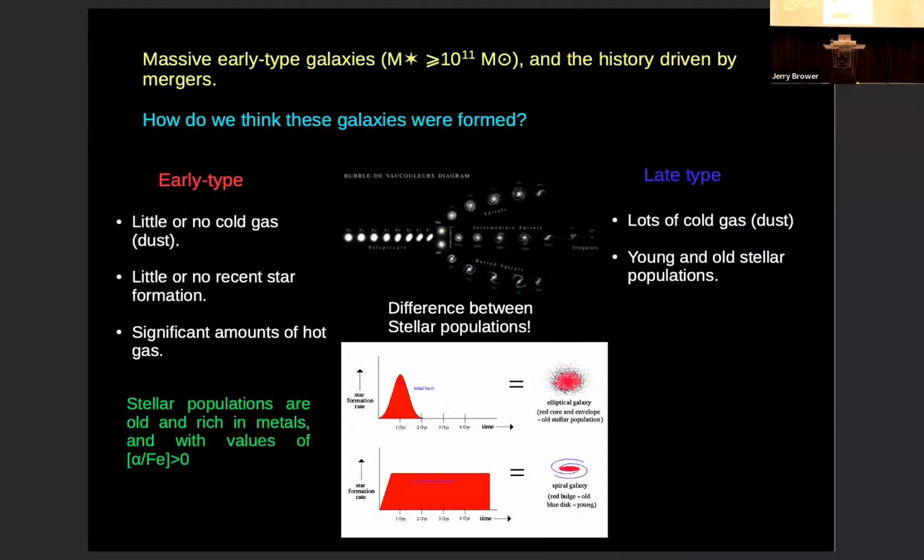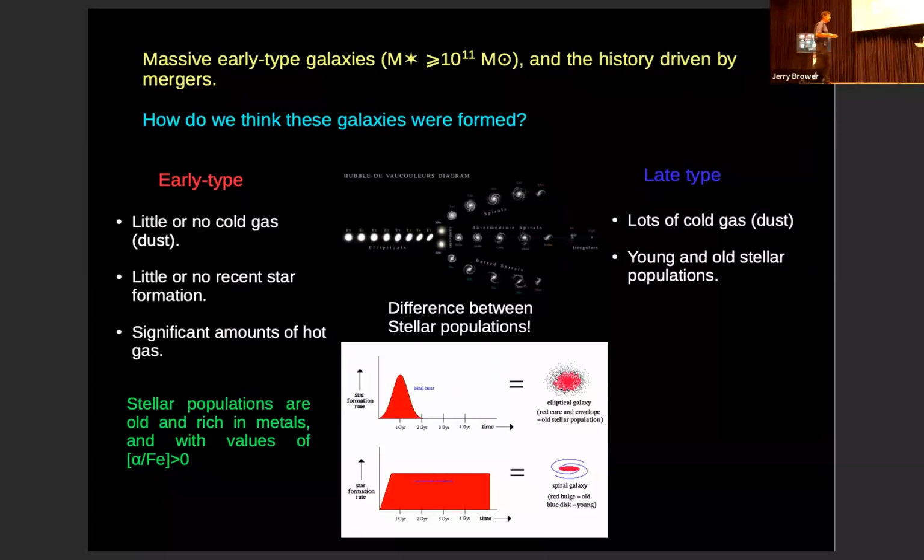This talk is about massive early type galaxies. These galaxies are located on the left-hand side of this diagram, and here I list just a few of the most basic properties of these galaxies in contrast with the late type galaxies, which are located on this side. This figure shows in a very schematic way the difference between the stellar populations of these kinds of galaxies. Early type galaxies form their stars very quickly and early in time.